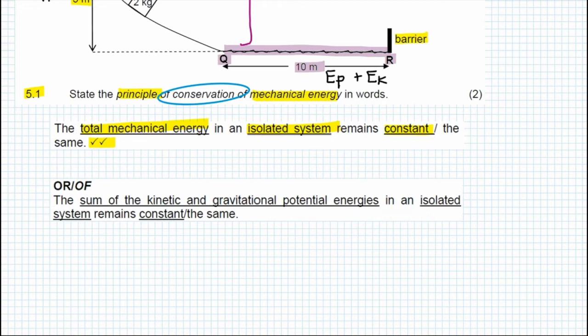Now remember, the total mechanical energy is simply the sum of the kinetic and gravitational potential energies. So instead of stating the principle of conservation of mechanical energy as I first showed you, you can instead say that the sum of the kinetic and gravitational potential energies in an isolated system will remain constant. Right? It's exactly the same statement, but instead of using the words total mechanical energy, we expand on what the total mechanical energy is.